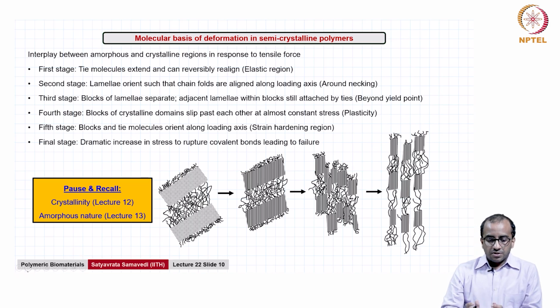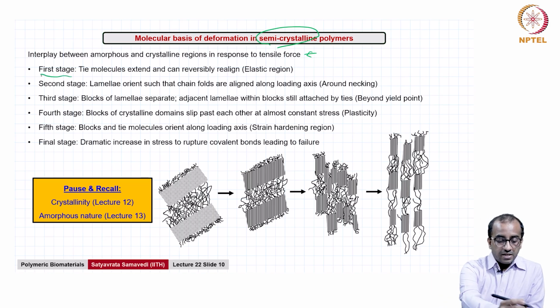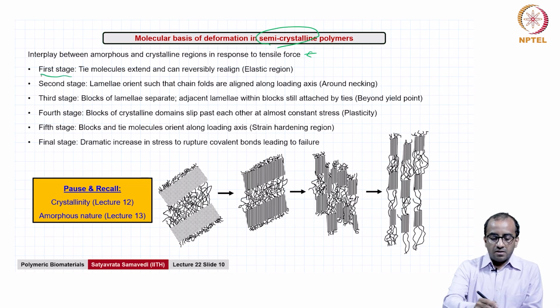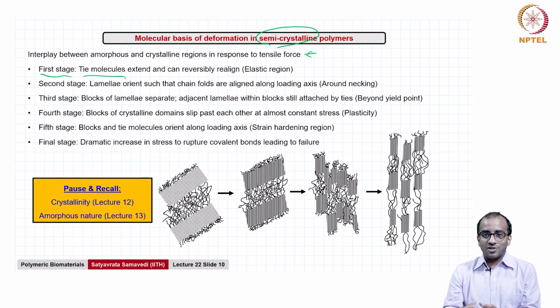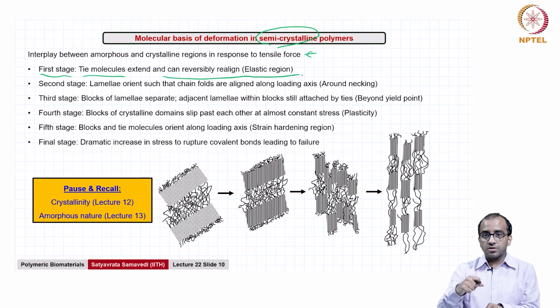So, first of all, we notice that because we are considering semicrystalline polymers, there is an interplay between the amorphous and the crystalline regions in response to an applied tensile force, right? That close interplay is what gives the curve its shape in the different regions of the stress strain curve. So, in the first stage, as we have already seen, the tie molecules or the amorphous regions are the first responders. They are the ones that first respond, and because largely you are deforming disordered regions and disrupting secondary forces, they can reversibly align once the load is removed, right?